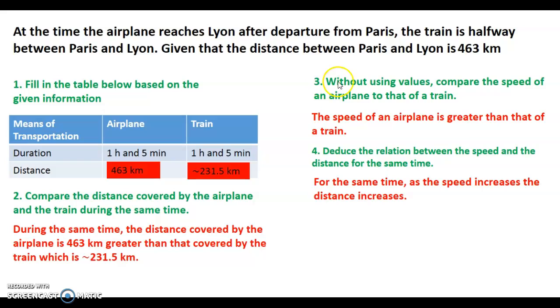Part 3, without using values, compare the speed of an airplane to that of a train. The speed of an airplane is greater than that of a train. This is logical because if during the same time more distance is covered, this means that it was moving faster.